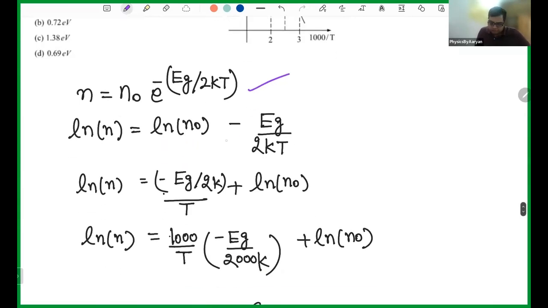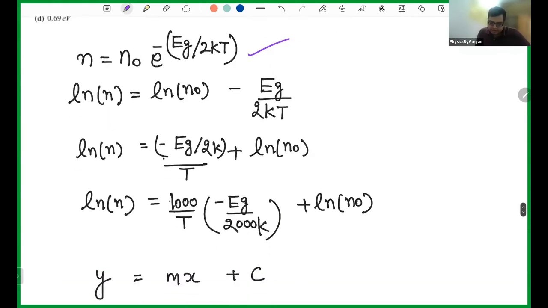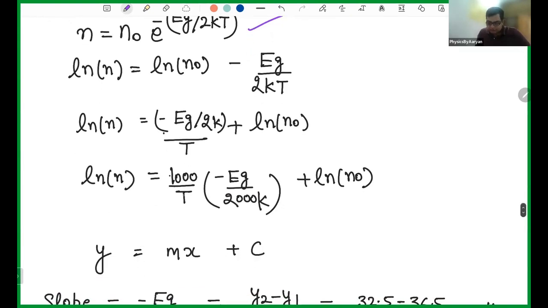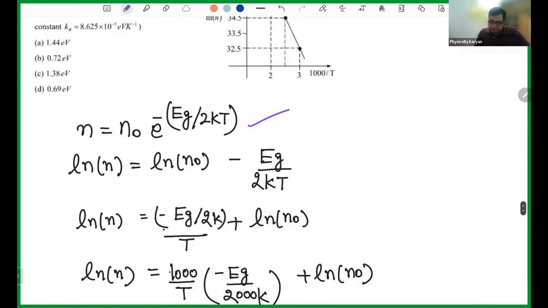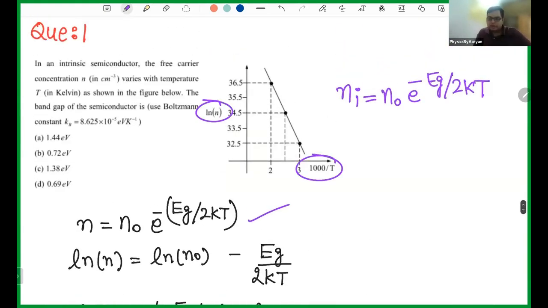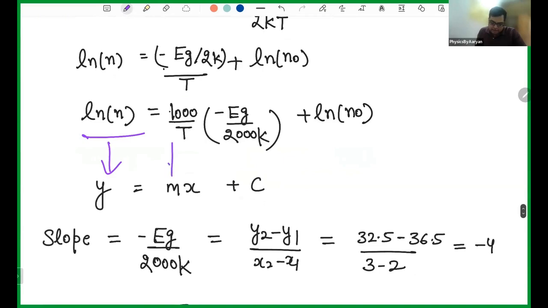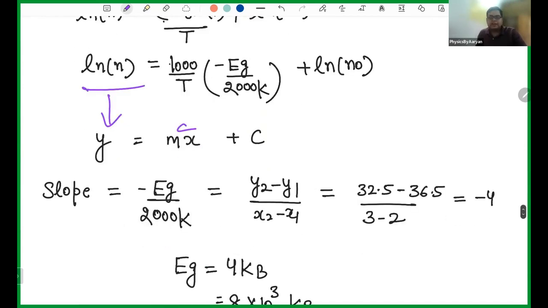Now let's write this thing like ln N equals minus Eg by 2 kB times 1 by T plus ln N naught. Now let's multiply and divide by 1000. Why I did this, I will tell. So I get ln N equals minus Eg by 2000 kB times 1000 by T plus ln N naught. Now my graph, you can clearly see, is between ln N and 1000 by T. So this thing is y and this thing is x. So I can write y equals slope times x plus c. So what is my slope here? My slope is nothing but minus Eg by 2000 k.